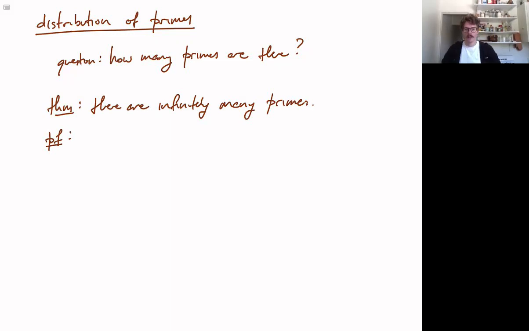We're going to write down, suppose that there are only finitely many. We write down a list of all of them. And then we write down a number that is not divisible by any of them. So it must have a prime factor not in our list. There will be some practice problems and homework problems to make variations on this argument. But let's go through it. So proceed by contradiction.